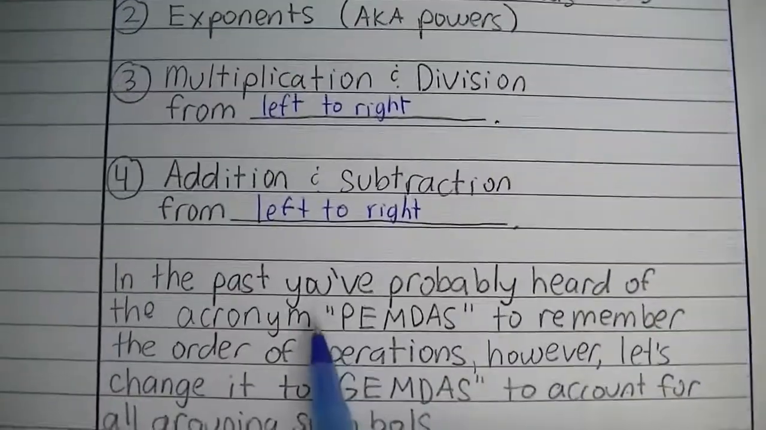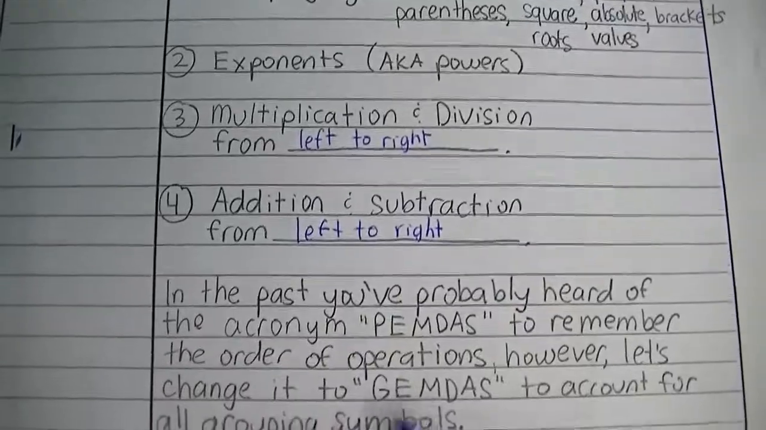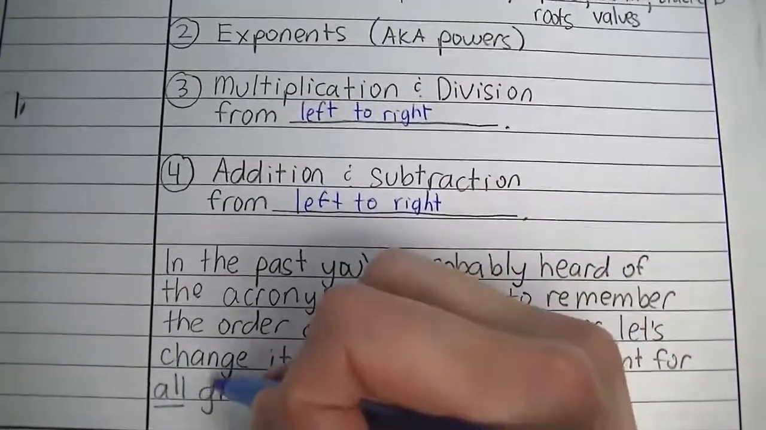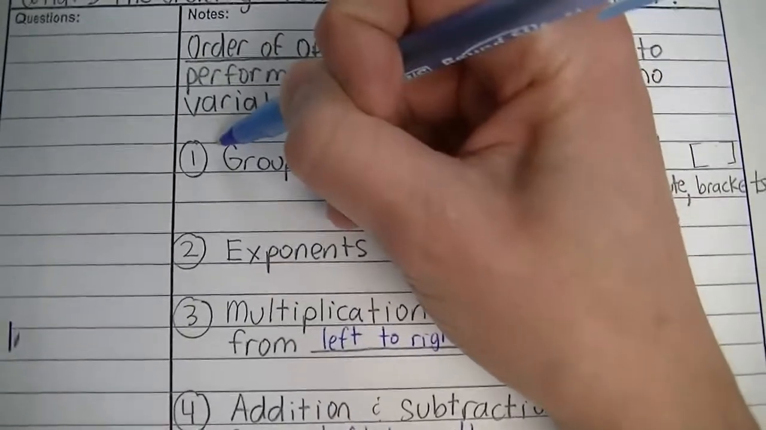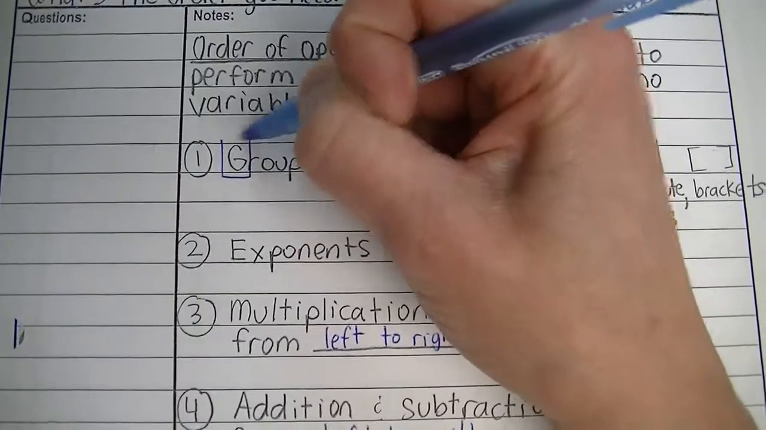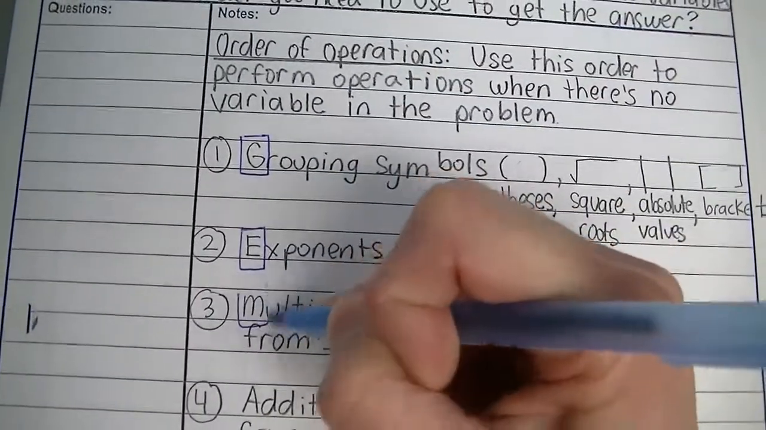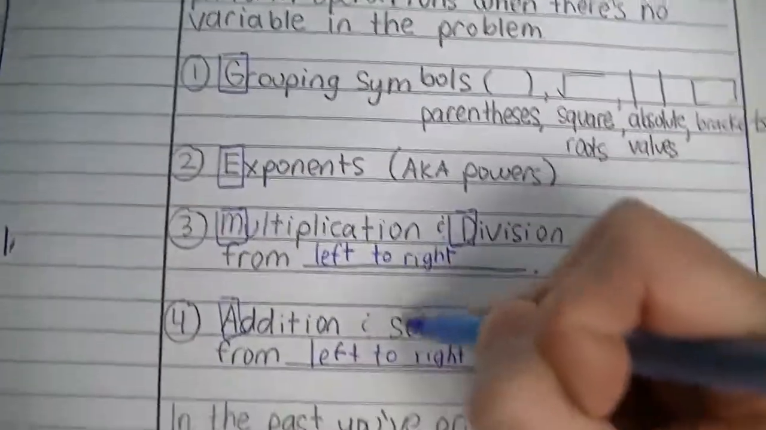So in the past, you probably heard of the acronym PEMDAS to remember this order. But we want to change it to GEMDAS to account for all grouping symbols. All right, that's where we get the G. So instead of PEMDAS, like you might have heard in the past, you're going to say GEMDAS to remember it. And that's where we get those letters.